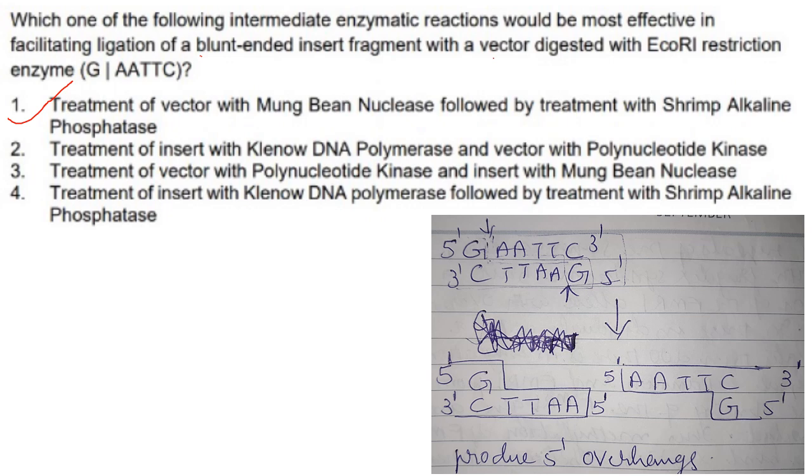Option 2, if you see, treatment of insert: it is already blunt ended, so you need not treat with Klenow DNA polymerase. Then third one, treatment of vector with polynucleotide kinase. Kinase adds phosphate group, so it will result in vector self-ligation. So 3 is not correct, and polynucleotide kinase doesn't create blunt ends, so that is also not correct. Treatment of insert with Klenow, again you are treating an insert which is already blunt ended. So 4 is also not correct. So the answer here is option 1.